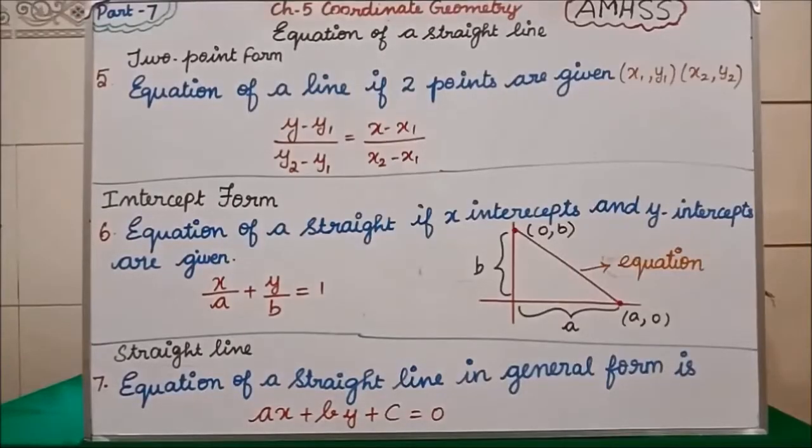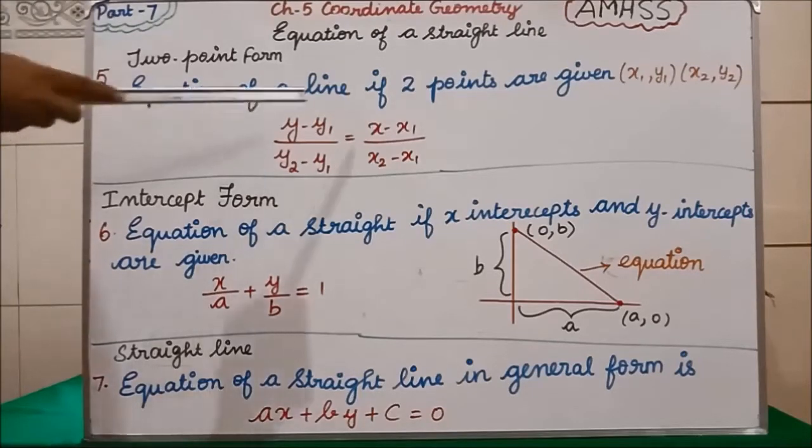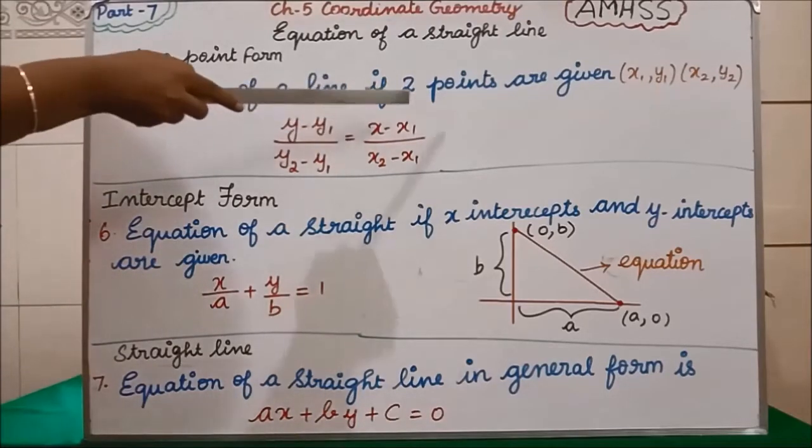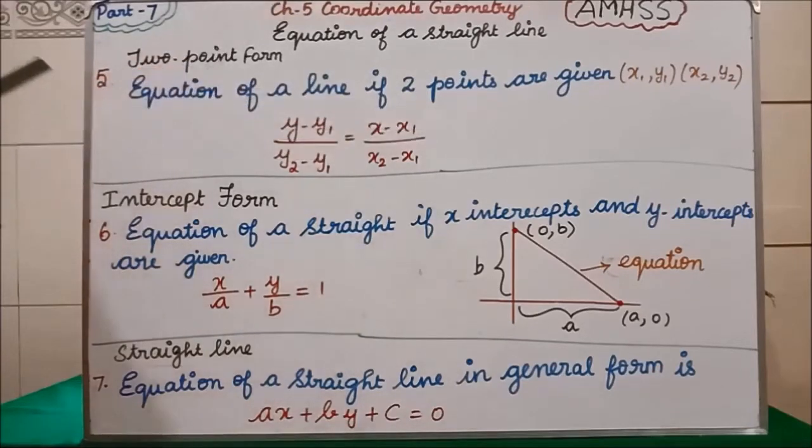This is our next, fifth formula. Equation of a line if 2 points are given. What are the points? x1, y1 and x2, y2. If they give 2 points and ask us to frame the equation, what formula will you use? y minus y1 divided by y2 minus y1 equals x minus x1 divided by x2 minus x1. You have to use this formula when 2 points are given and they ask us to frame the straight line equation.